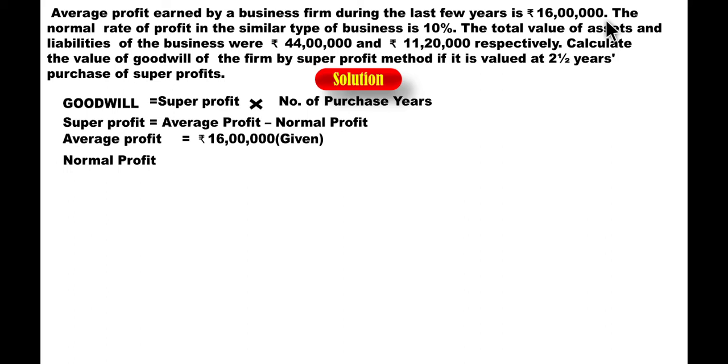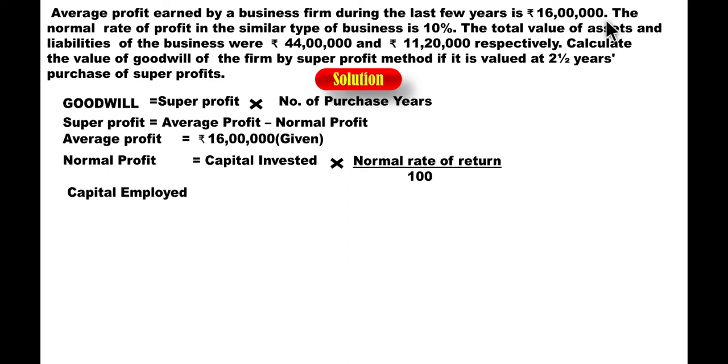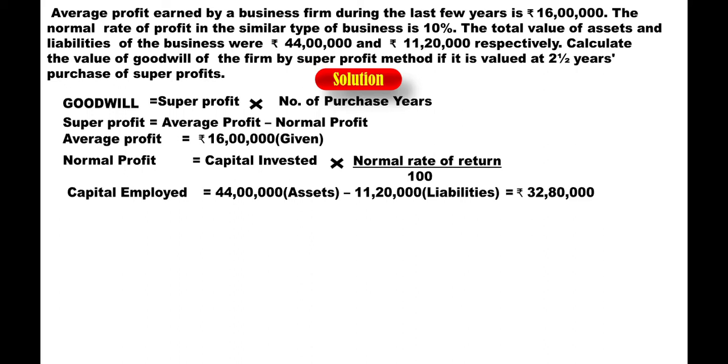Now how will we calculate the normal profit? Normal profit equals capital invested multiplied by normal rate of return. That is also known as capital employed. So assets and liabilities have been given in the question, which means the asset side approach has been followed to find out the amount of the capital employed. Now here is the value of the capital employed.